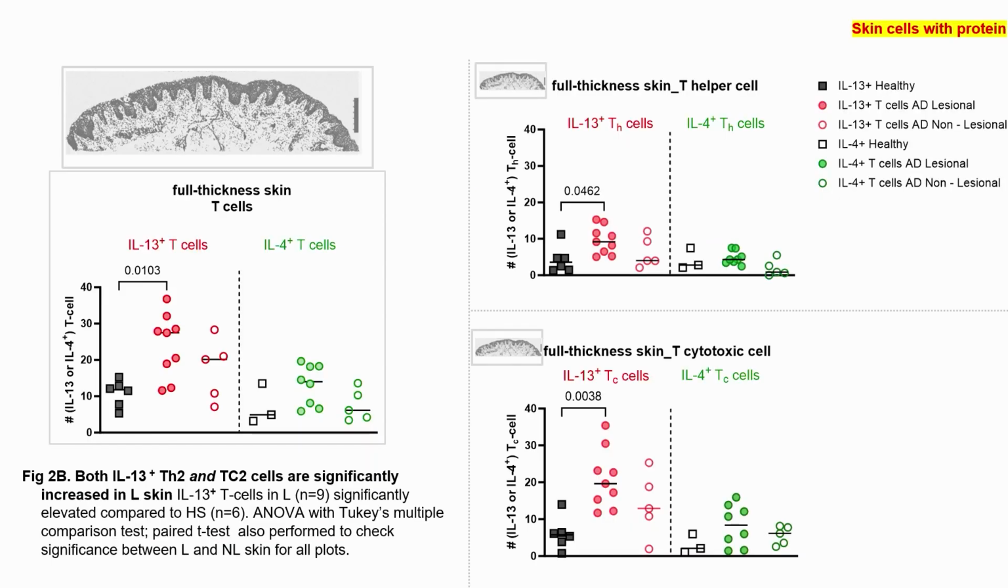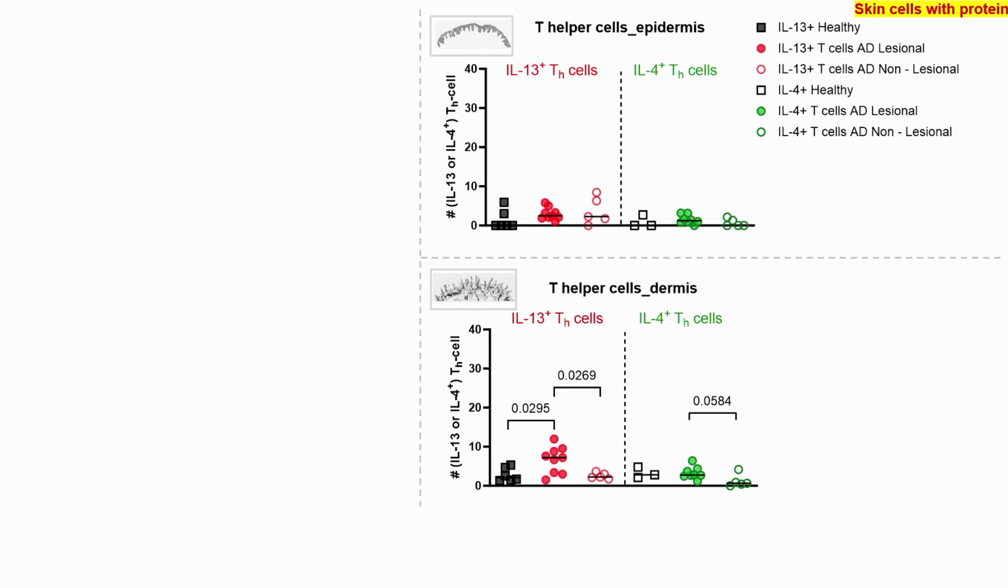So what about the cells? Here we've gone on to quantify cells, again comparing IL-13 producing versus IL-4 producing T cells staining for these proteins. On the left, you're seeing the full thickness skin, and I've indicated above what the full thickness looks like. As we break it down into the T helper cells and the T cytotoxic cells across this full thickness of skin, we can see that the IL-13 positive T cells are increased as we would have expected, and that here we do not see this increase in significant IL-4 producing T helper or T cytotoxic cells in the skin.